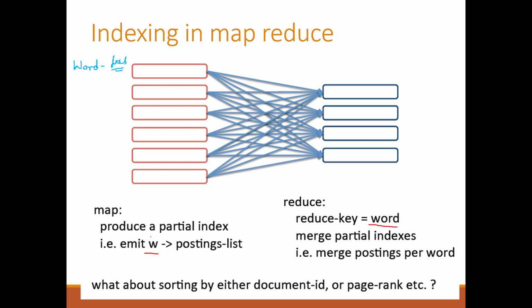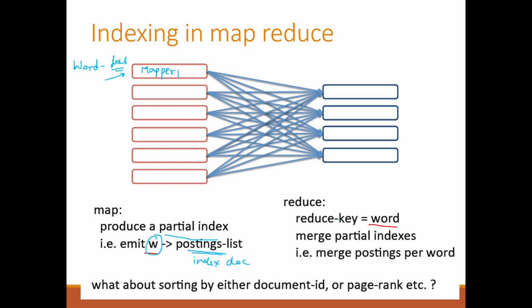If you see here, there is a small technique about what the mapper should do and what should be done in the reduce function. In the map function, we need to produce a partial index. Whatever is visible to this mapper, it will consider as input. It is expected to emit W along with the posting list, which is nothing but the documents in which that particular word is present.